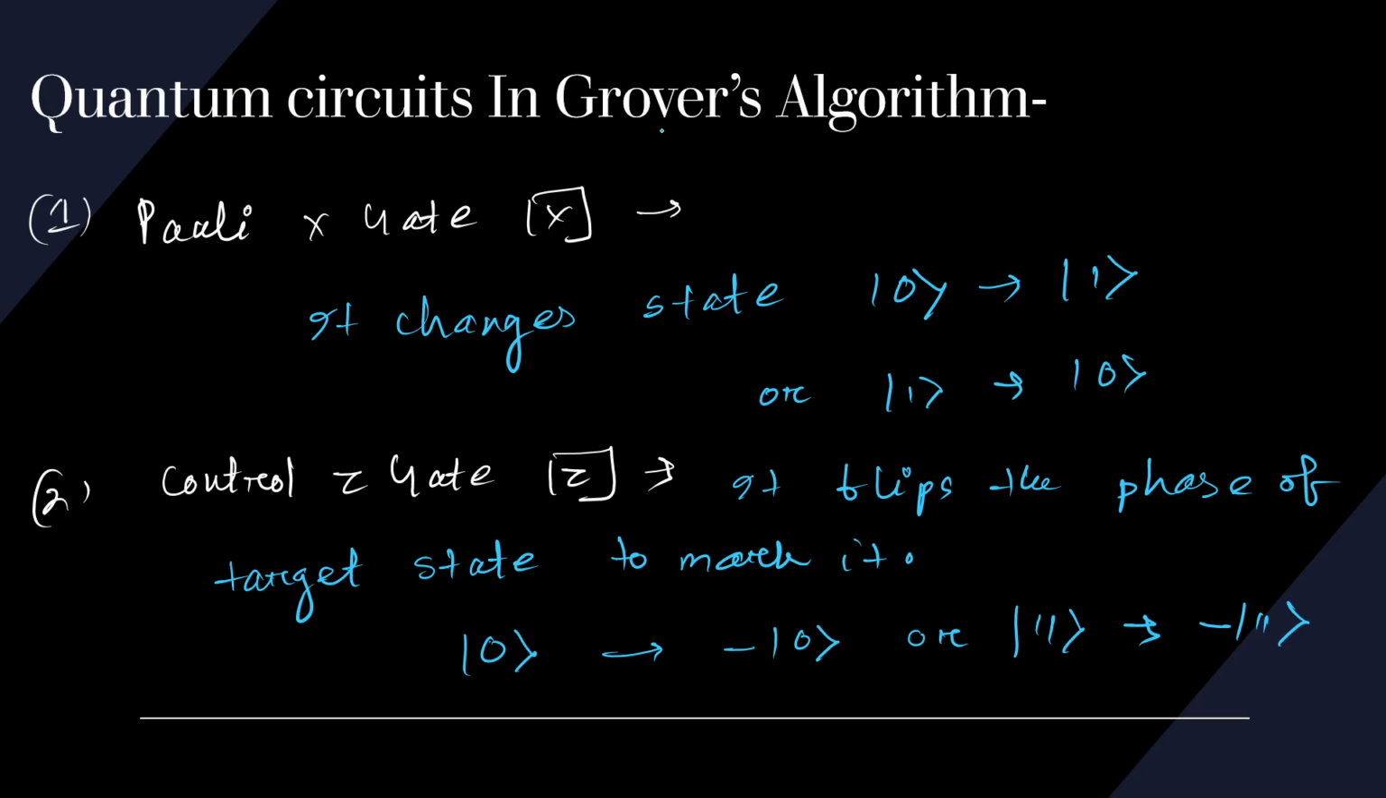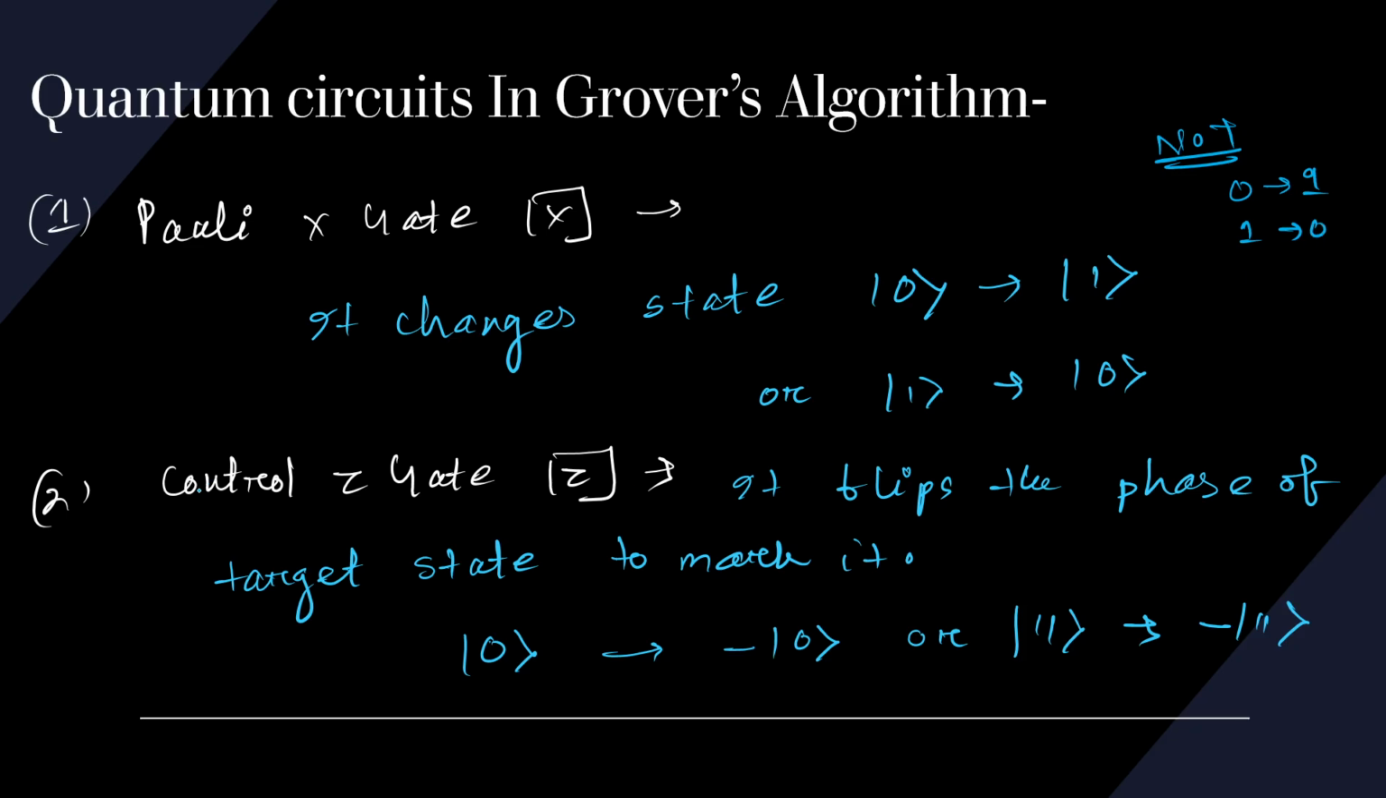Now, what quantum gates are involved in Grover's algorithm? The first is the Pauli X gate, that is, it changes the 0 state to the 1 state or the 1 state to the 0 state. That means in basic electronics, it acts as a NOT gate, that is, it converts 0 to 1 or 1 to 0.